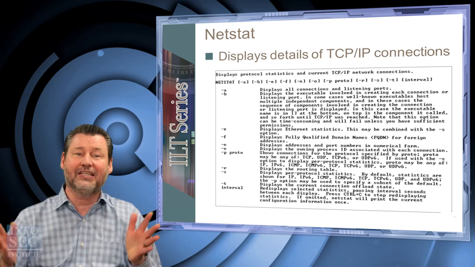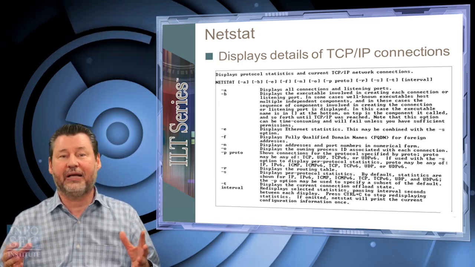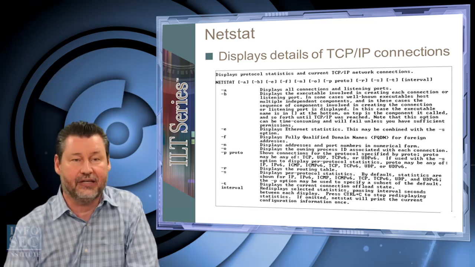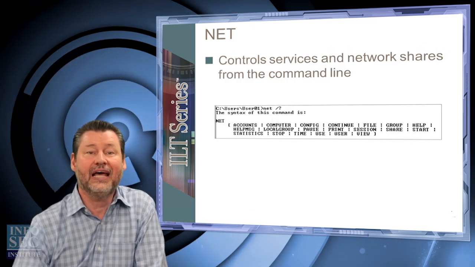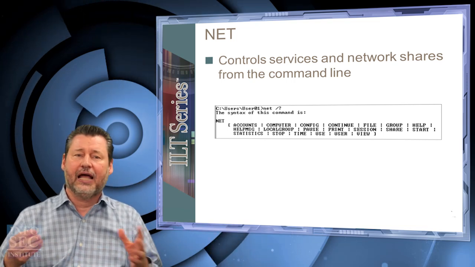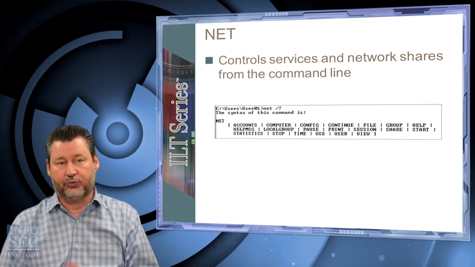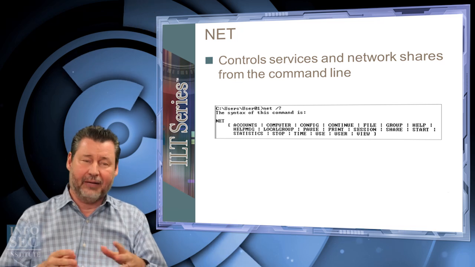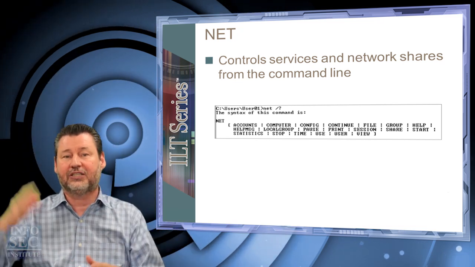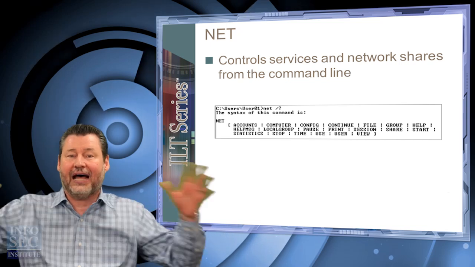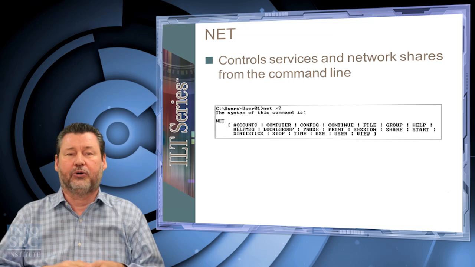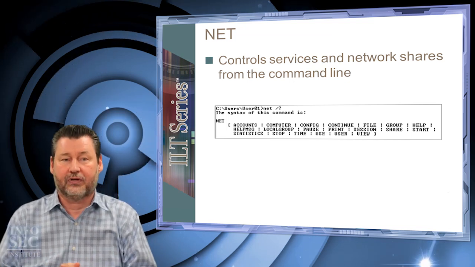Now, netstat, network statistics, displays details of your TCP/IP connections. What ports are open and listening? Which ones are connected? The net command can control services and network shares from the command line, and the most common is probably net use. An example of that might be net use Z: \\path to where you want to connect to /persistent:yes.